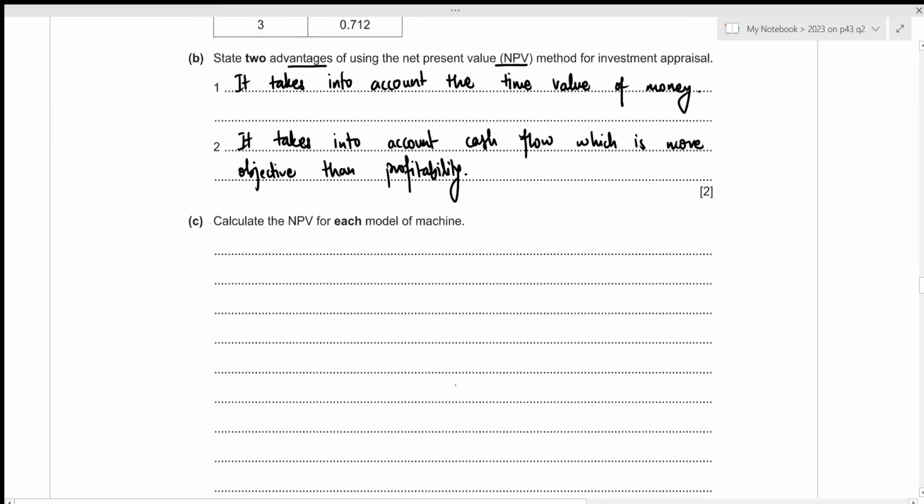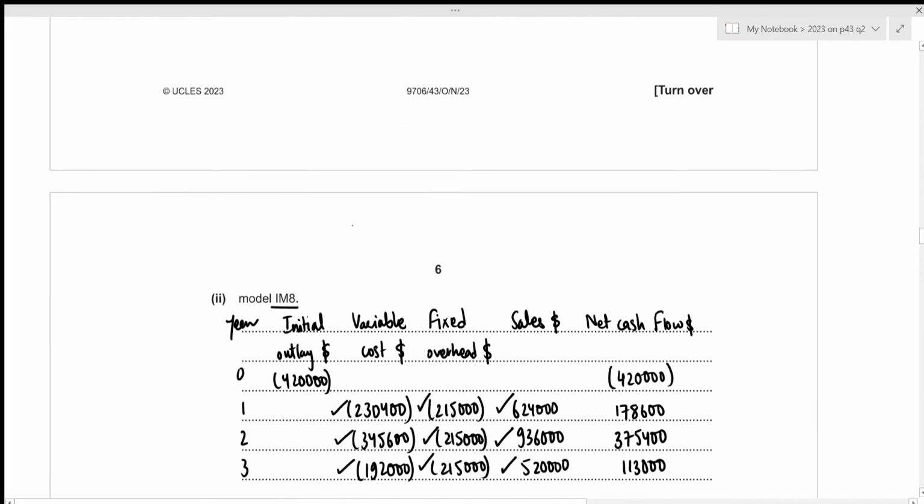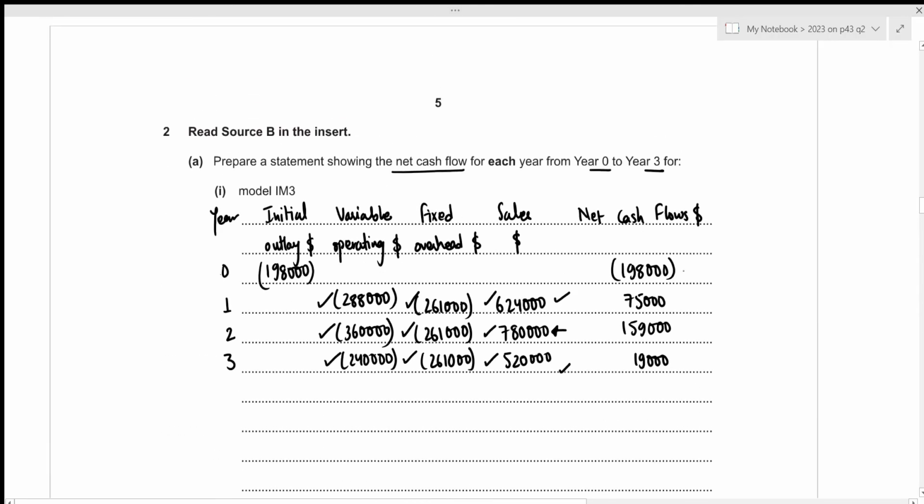Okay, now for the third part, we need to calculate the net present value for each model of machine. Okay, let's calculate it for IM3. That's our first option. We can start with our net cash flows that we've calculated in the first part. Let's copy down the amounts. So that's negative 198, positive 75, 159, and 19.